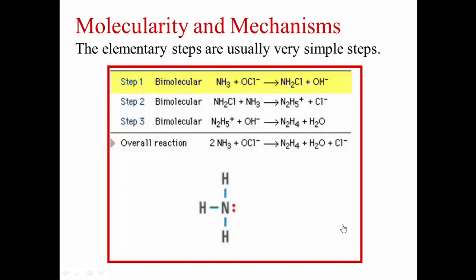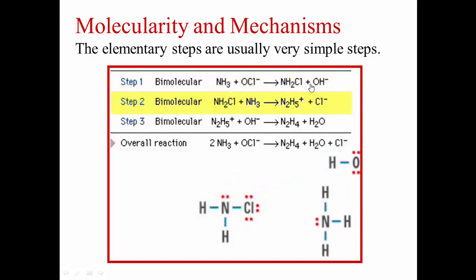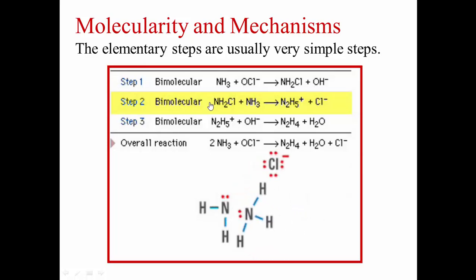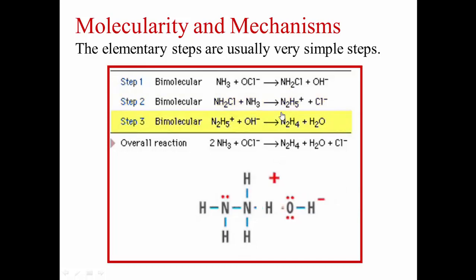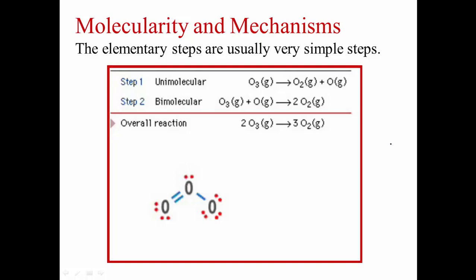Hydrazine is formed in aqueous solution in a three-step process, each step being bimolecular. First, a molecule of ammonia reacts with a hypochlorite ion to form chloramine and a hydroxide ion. Next, the chloramine reacts with a second molecule of ammonia to form a charged species with a nitrogen-nitrogen bond. Finally, the charged species reacts with a hydroxide ion to form hydrazine and water. So, a series of very simple steps.